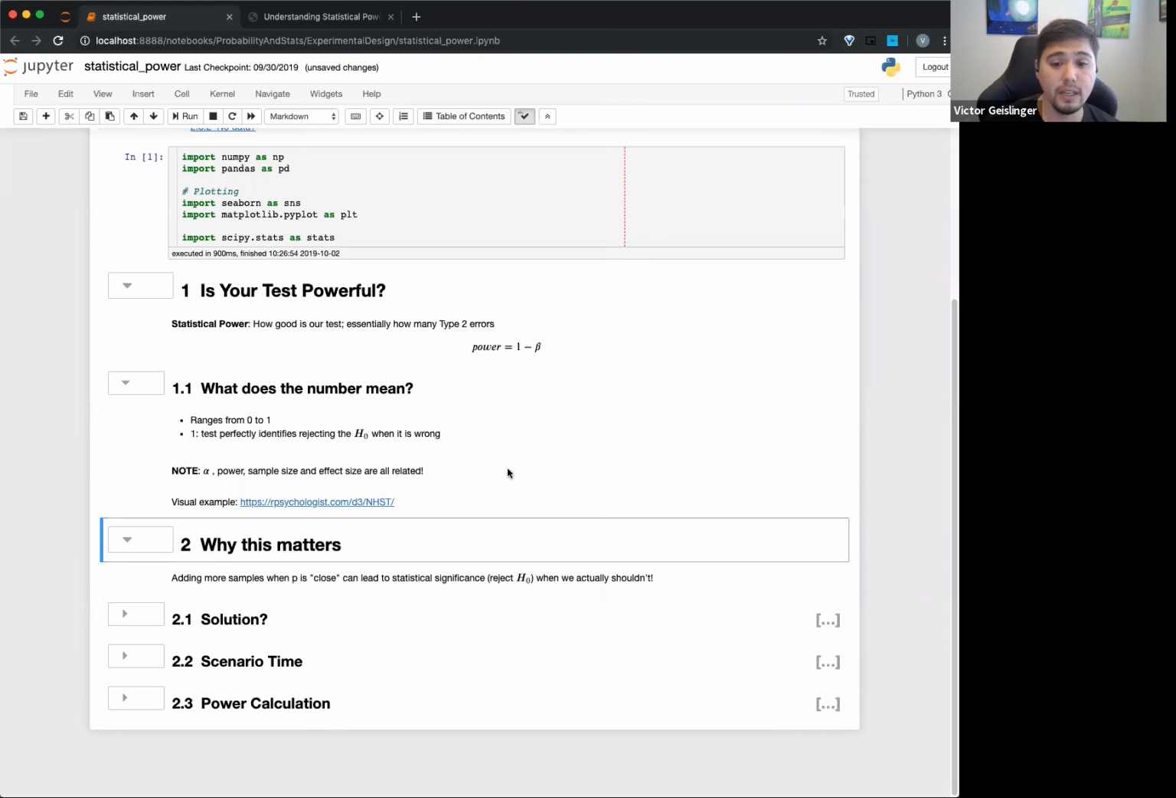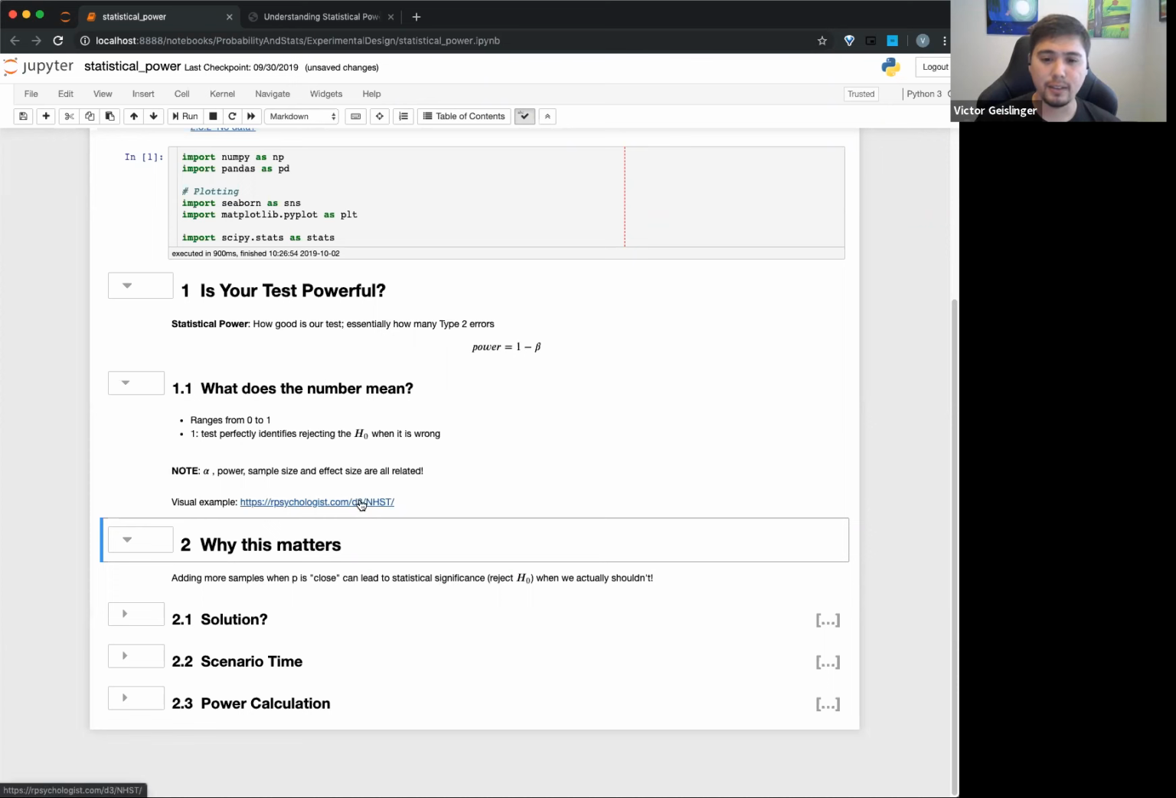That's the false negative rate. One thing to note is that calculating this relationship, this power, depends on the test. If you're doing a Welch's t-test versus a Student's t-test versus another test, your power will be calculated differently because it depends on what the shape is.